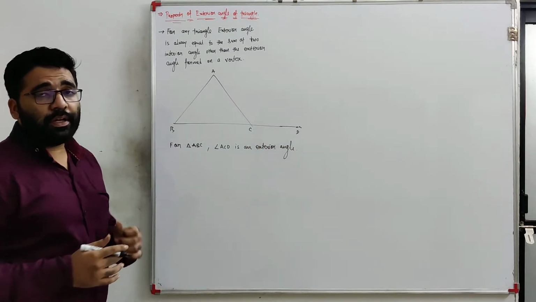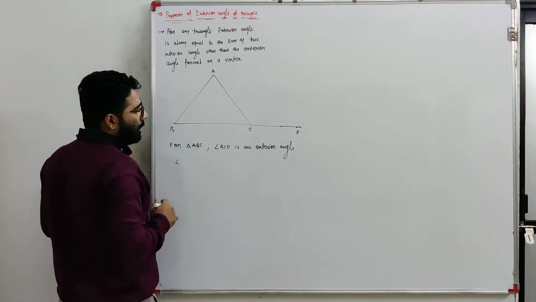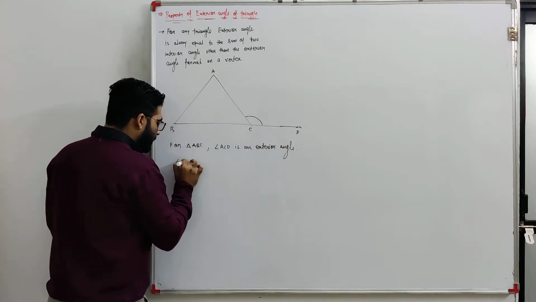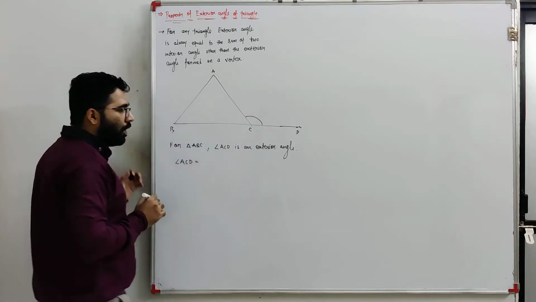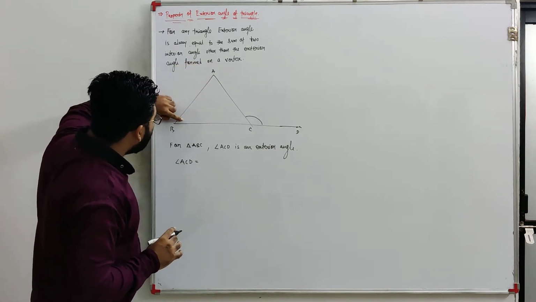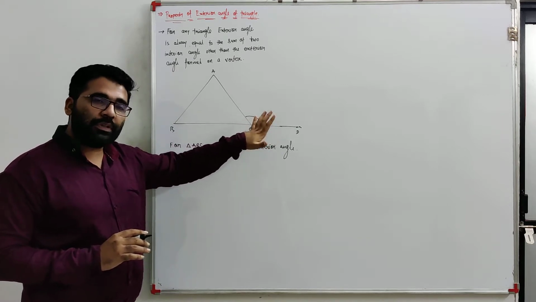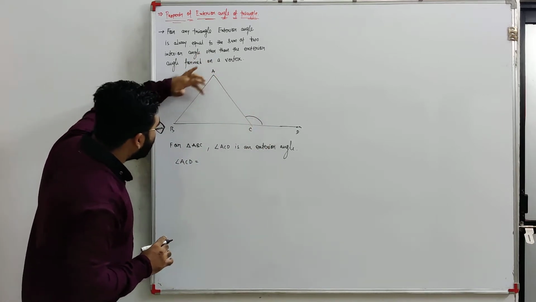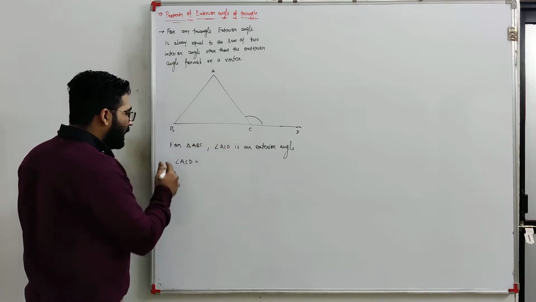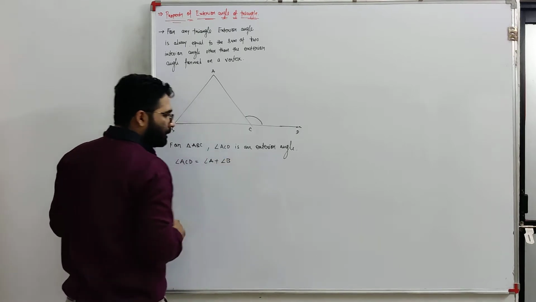So what is the exterior angle? It is said that, what is the property? Property said that the angle ACD, it means the exterior angle, is always equal to the sum of the two interior angles other than C. At C where it is formed, the other two remaining angles, the sum of those two angles is equal to it. It means angle ACD is always equal to angle A plus angle B.